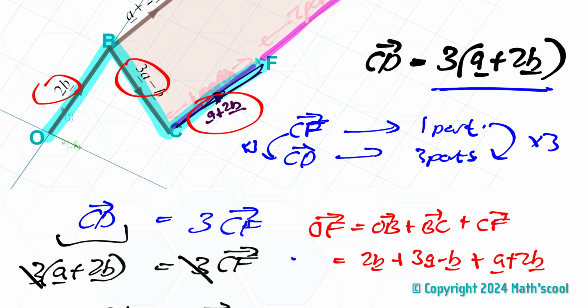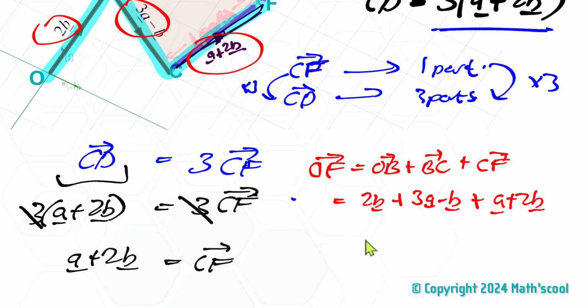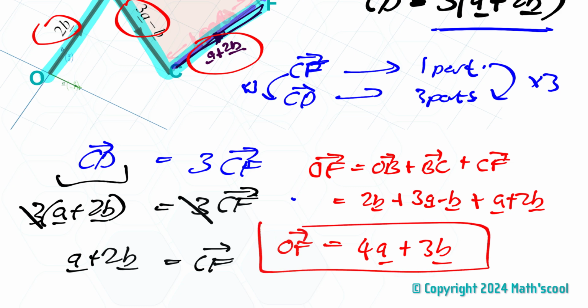And then just tidying up, we've got 3A plus another A, which is 4A, and we've got 2B minus a B, which is 1B, plus another 2B, so that's plus 3B. So 4A plus 3B is O to F, and that won't factorise. If it factorised, I'd factorise it, but it won't, so I'll just leave it like that. And so there's the vector O to F.